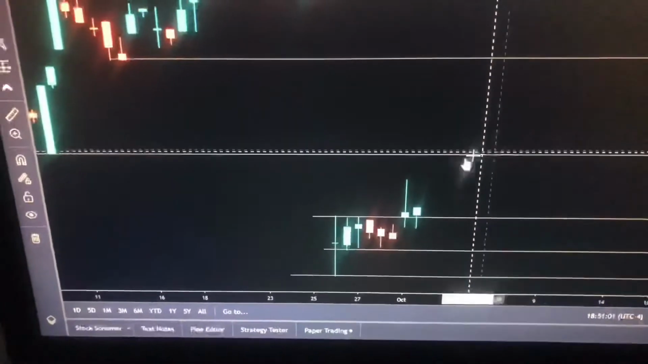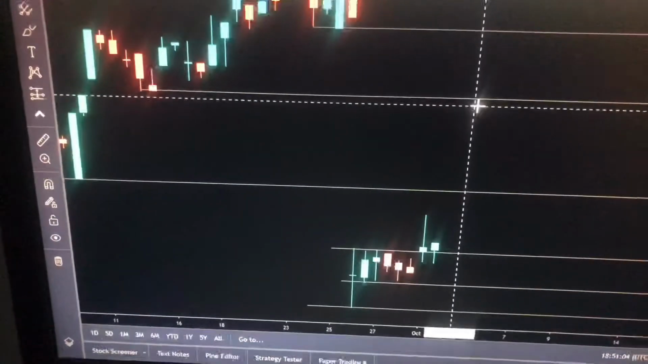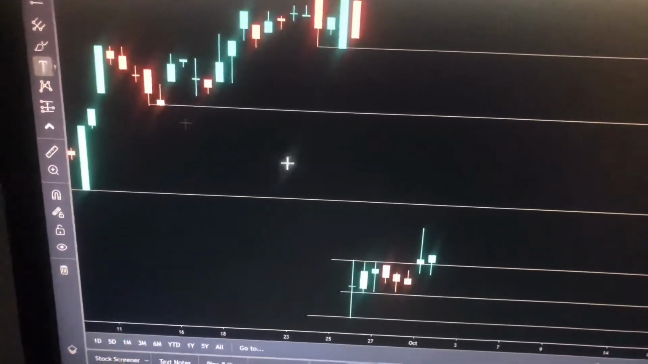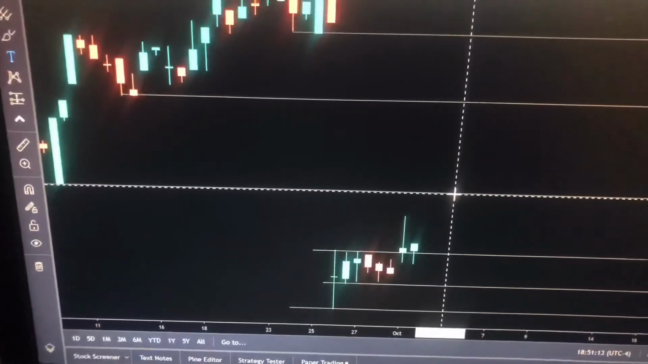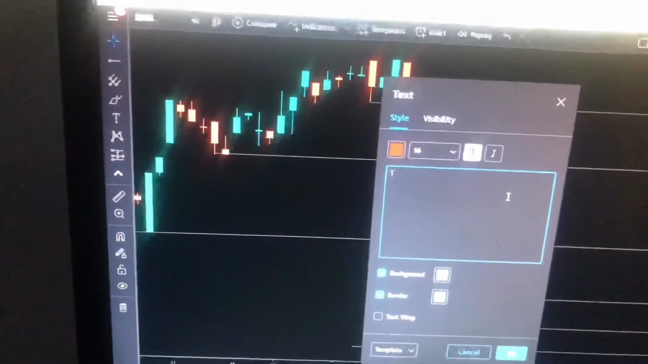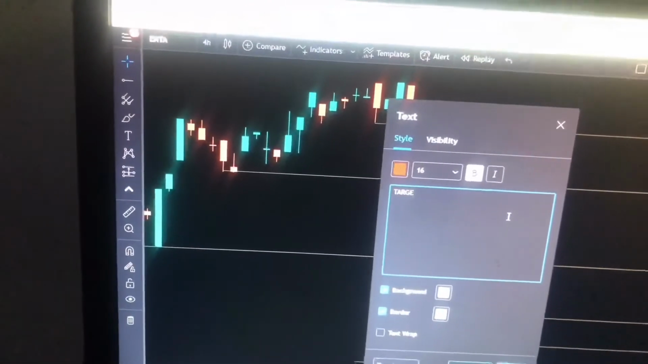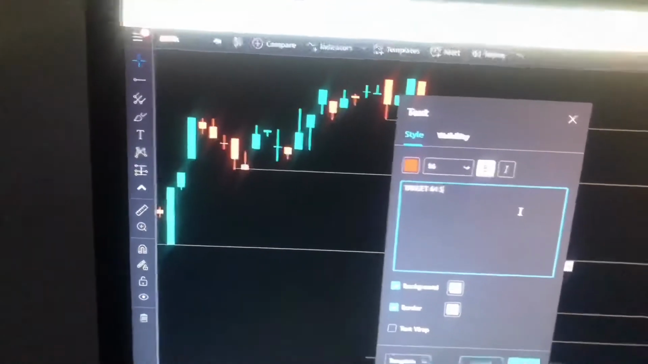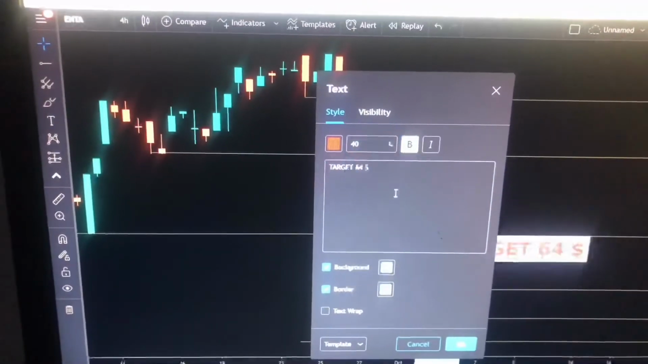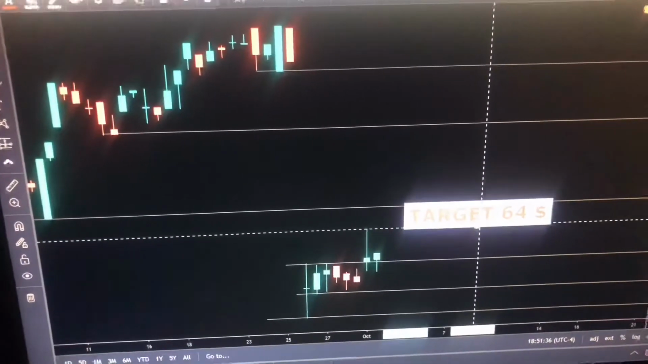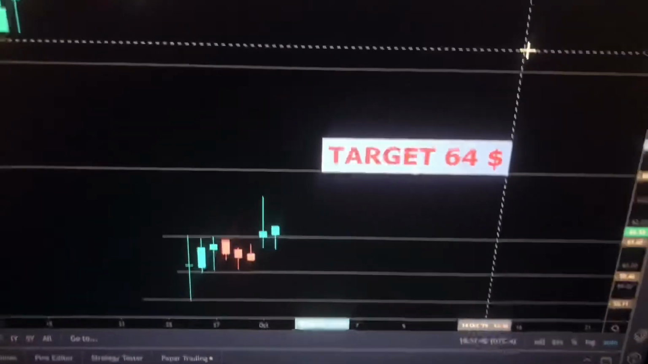My target would be this next resistance right here, not this one up here and this one up here. I'm going for the first one I see. So my target will be $64. All right, let's put it in there. Target, $64. Let's make that very big and bold. So check that out, my target is going to be $64 right here. As you can see, target is only 64 bucks.